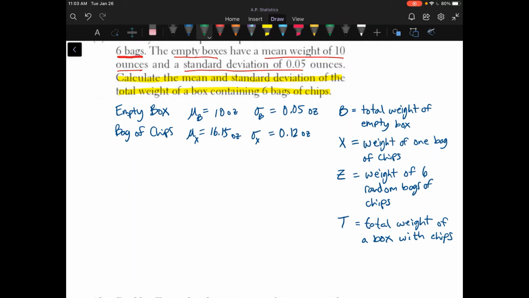We have also the following. Z is equal to the sum of 6 random bags of chips. T is equal to B plus Z. First of all, we need the mean and standard deviation of Z. We already have a mean and standard deviation of B, and so then we'll be able to do the rest of our calculations once we have Z figured out.